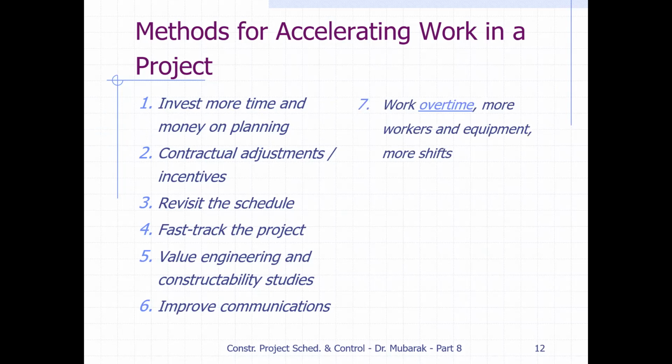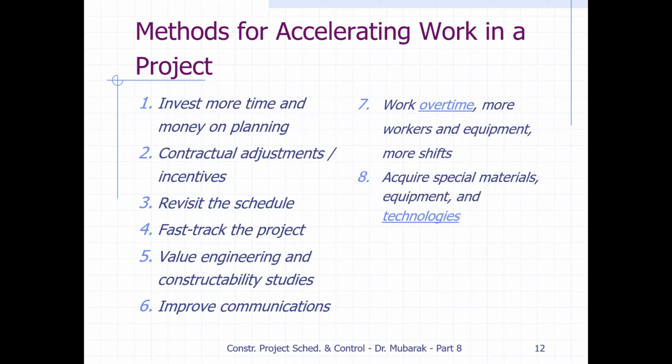Then we say work overtime: more workers, more equipment, more shifts. We can bring more labor force and more equipment. Instead of working just one shift, 8 hours per day, we can work two shifts, 16 hours per day, or we can work round the clock. But if we have to work around the clock, we should have different labor, not the same labor. In the next slide, we'll see the impact of overtime on the productivity of the people.